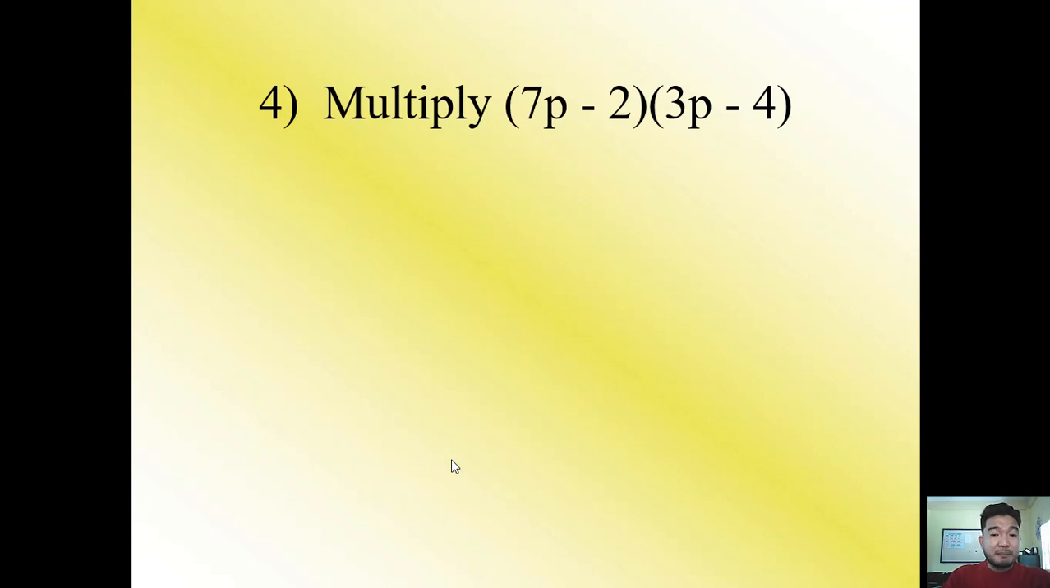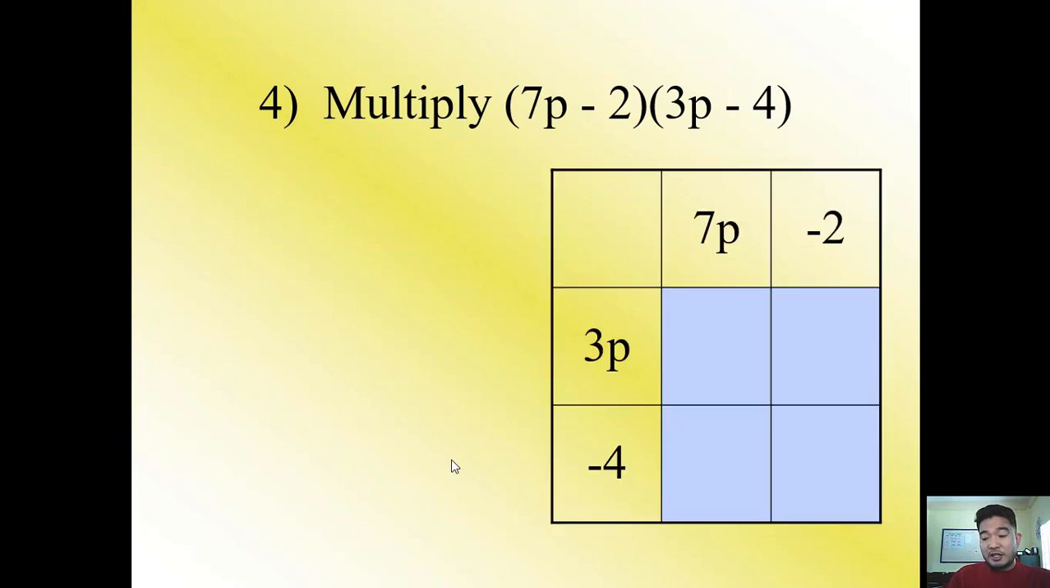Let us have another example here. A binomial and a binomial. So the quantity of 7p minus 2 times the quantity of 3p minus 4. The first step is to draw a box.